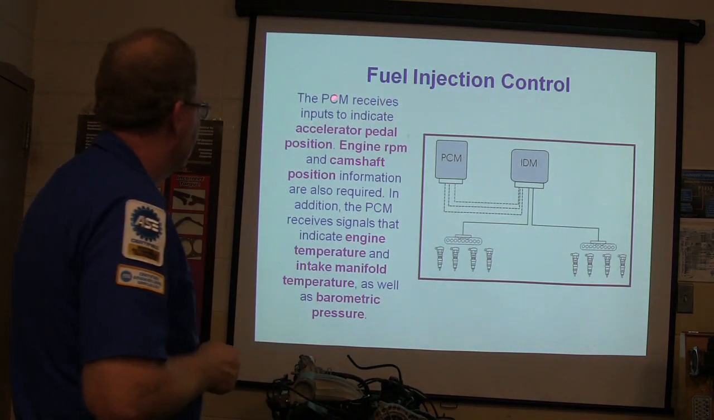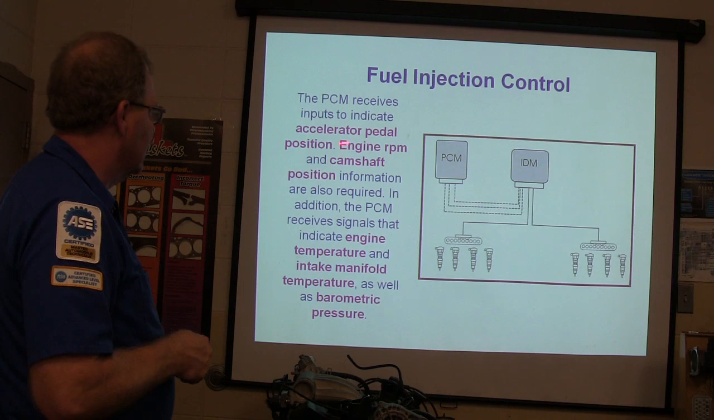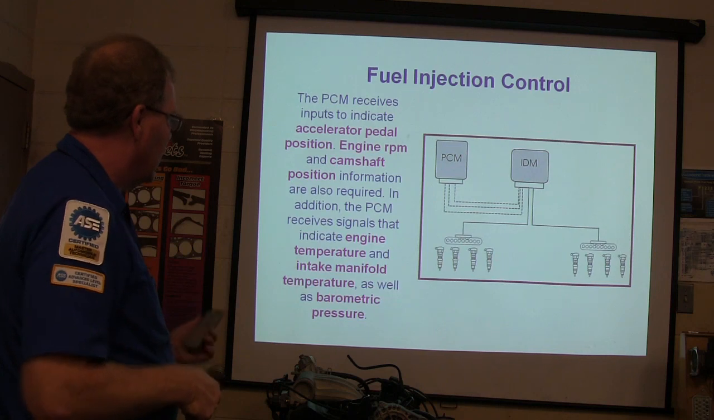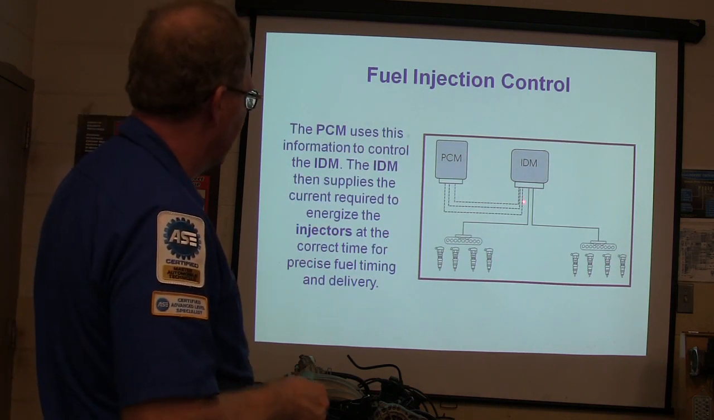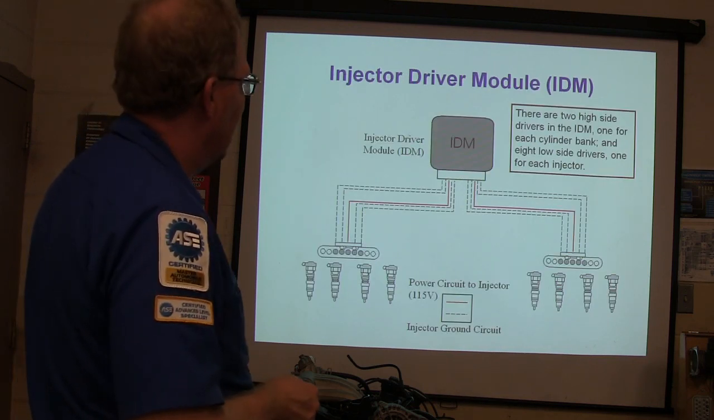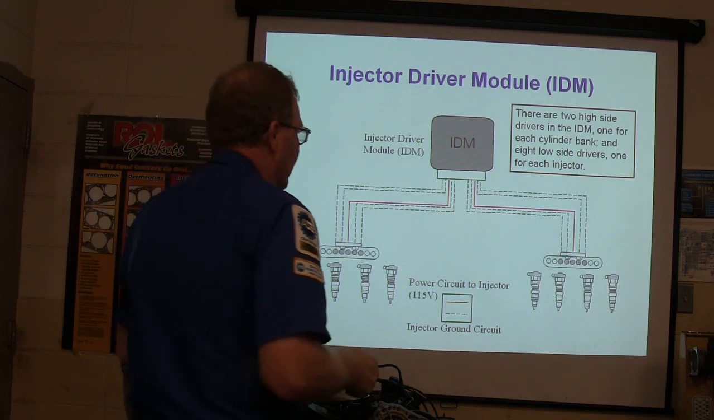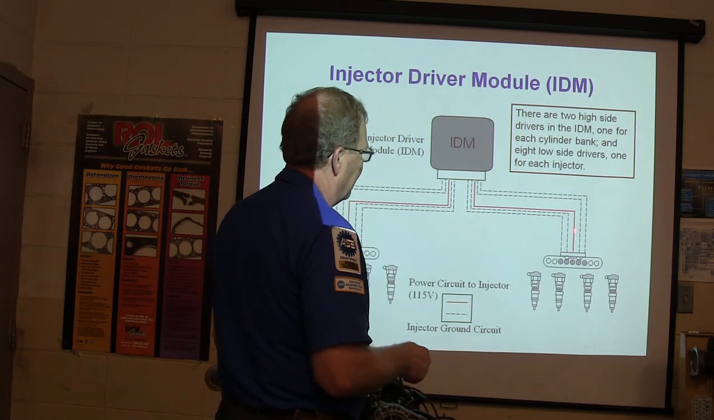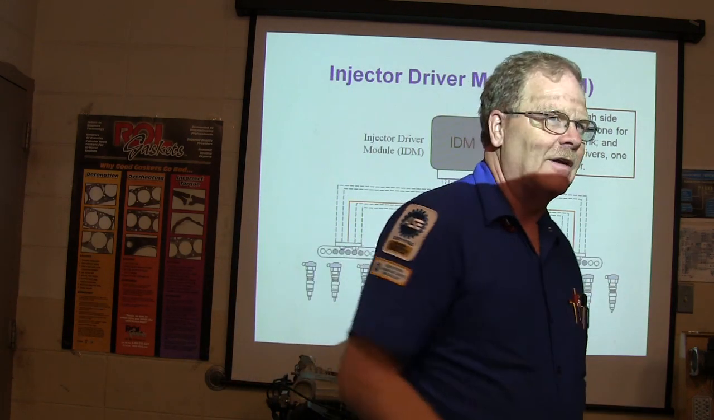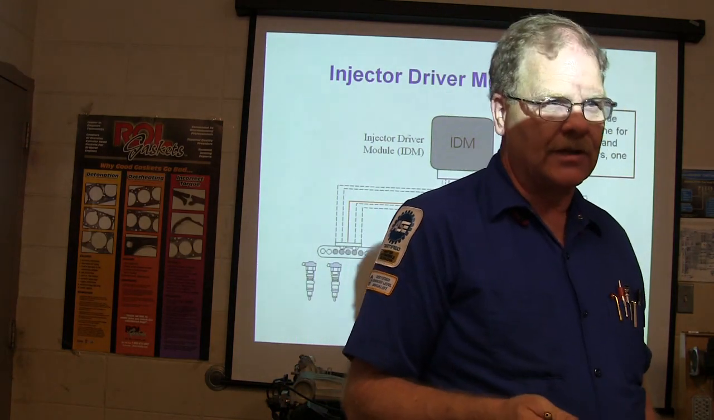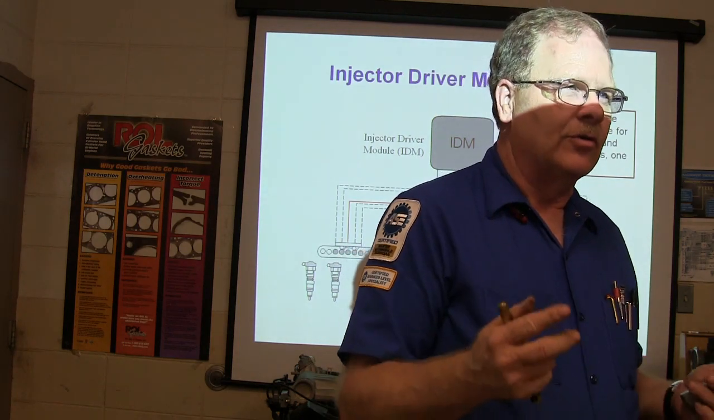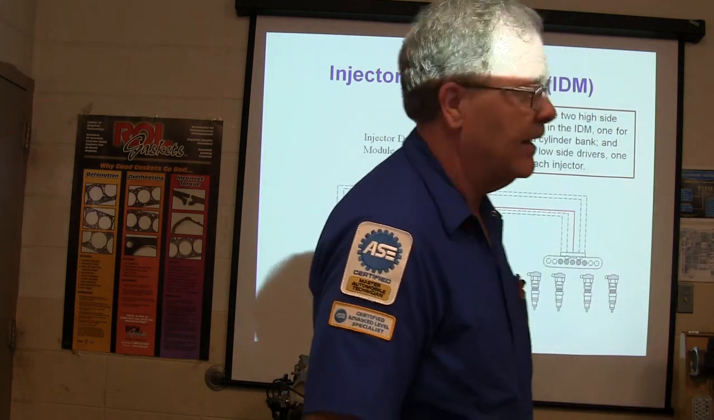All right. The PCM receives inputs to indicate accelerator pedal position, engine RPM, and camshaft position information, and it receives signals to indicate engine temp, intake manifold, and barometric pressure. It uses that to control the IDM. It energizes the injectors with 115 volts through the two high side drivers in the IDM. Now look at this, this is important. If you don't get anything else, remember high side drivers and low side drivers. So it's powering up all the injectors, and then it's delivering ground power to them. These injectors have about 2 ohms of resistance per injector. The lower your ohms, the faster they're going to operate. If you got 115 volts going into a 2 ohm injector, it's going to operate with blazing speed, right?